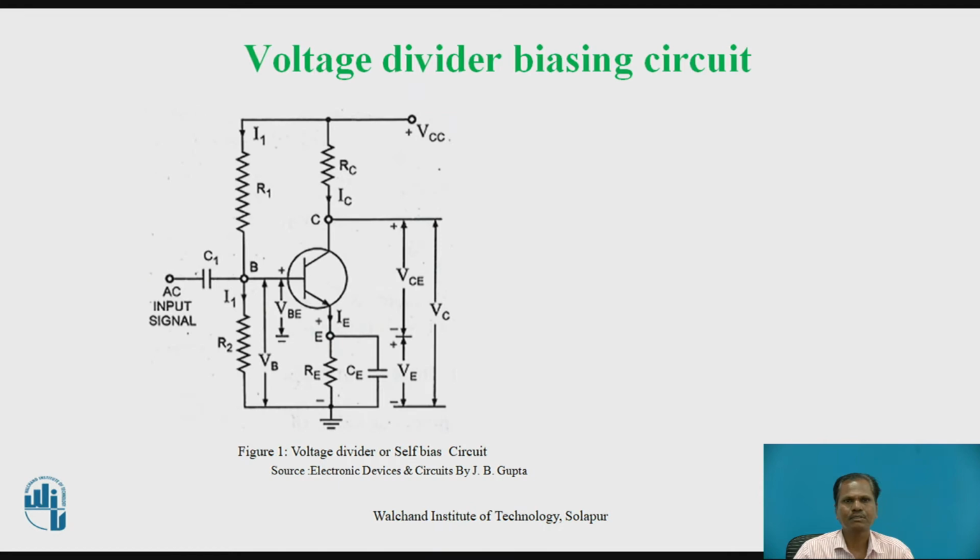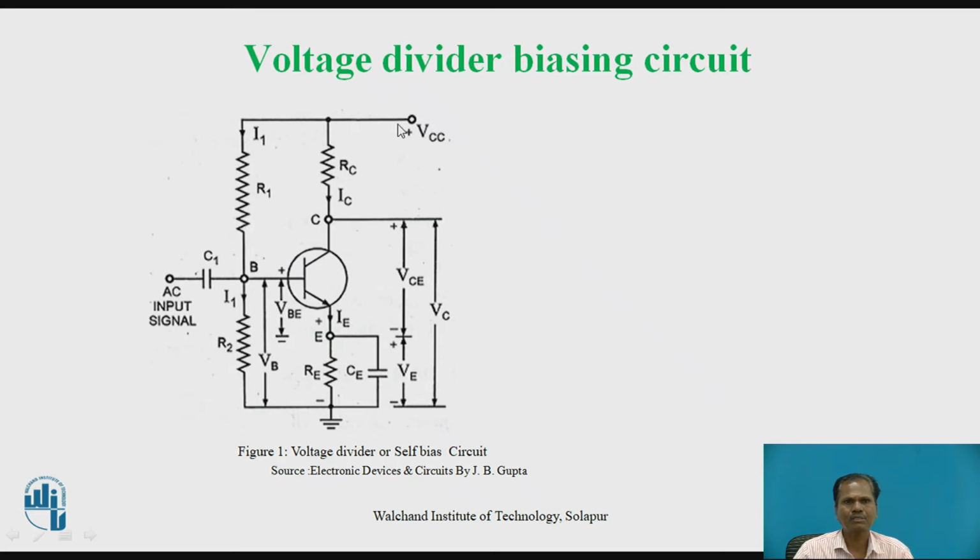Now let us go for the basic circuit diagram of voltage divider biasing circuit. This figure shows the circuit diagram for a voltage divider biasing circuit, also called a self bias with emitter bias. The voltage divider biasing circuit is designed using two resistors R1 and R2. The base biasing voltage is applied from a single DC power supply plus VCC using the two resistors R1 and R2 which are connected in series. So R1 and R2 are acting as a voltage divider.